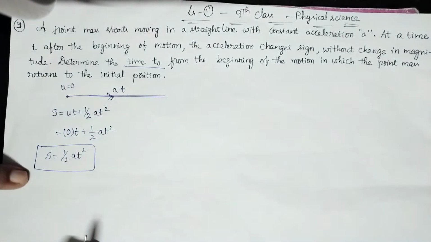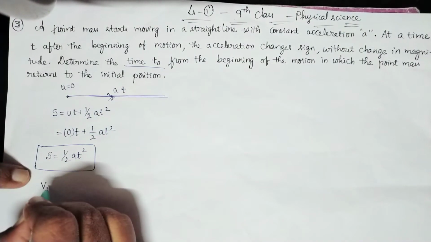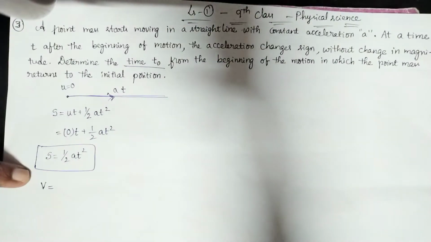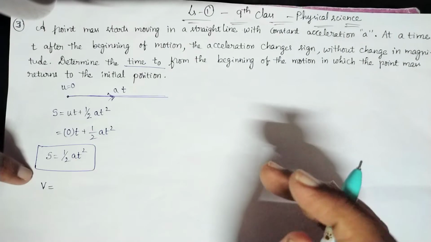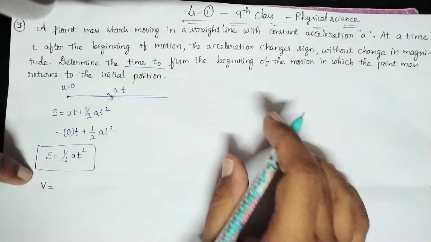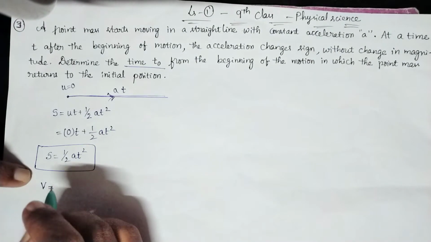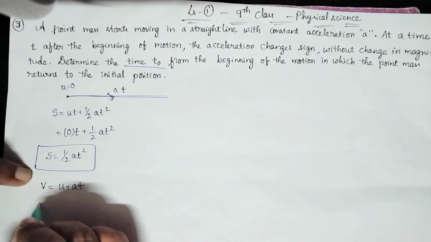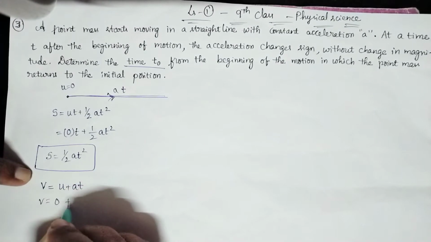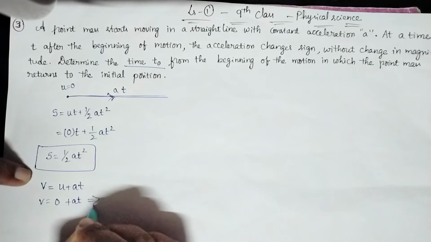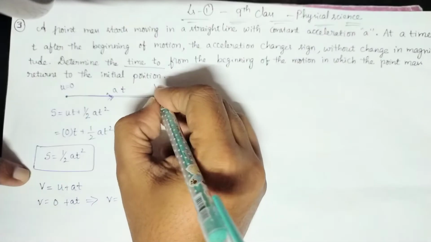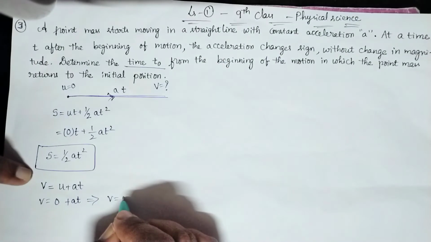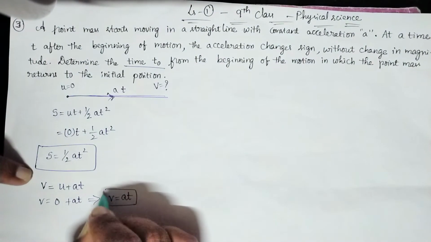Now we want to find the final velocity. v is equal to u plus at. We know that u is 0, so finally the final velocity v is equal to at.